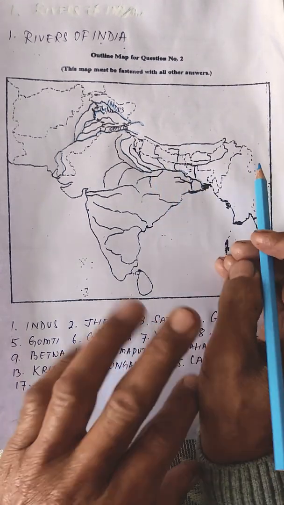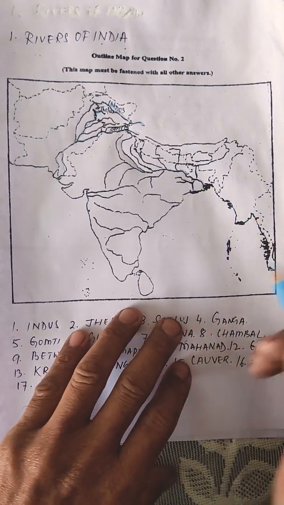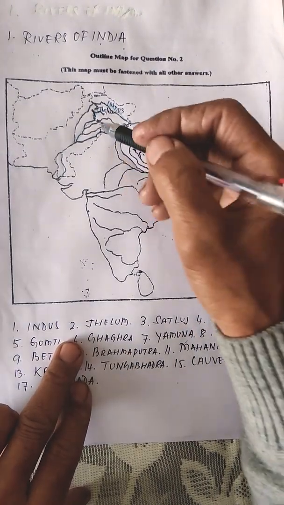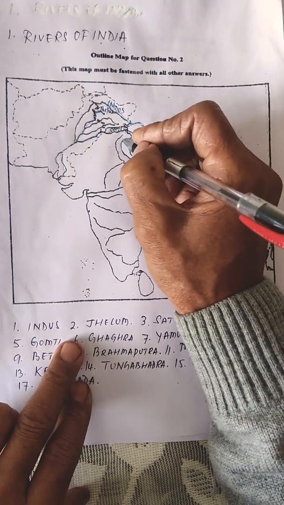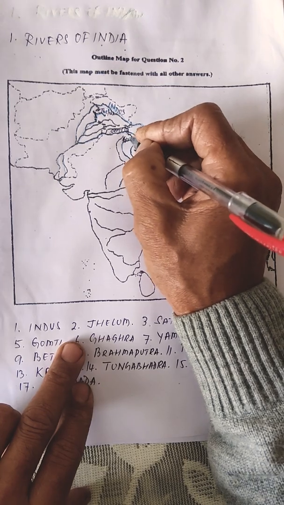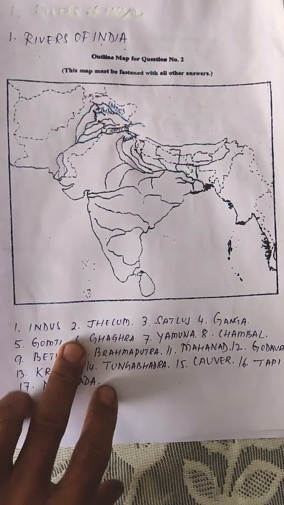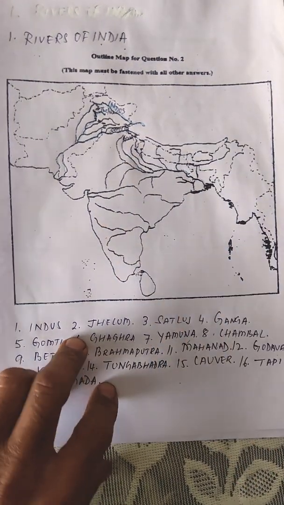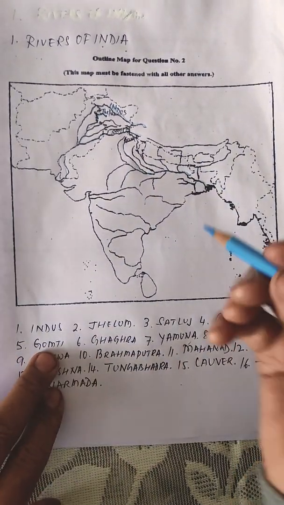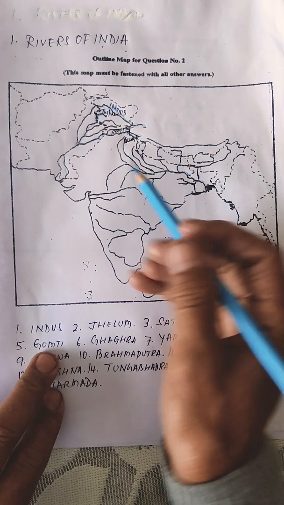You don't have to label this portion in Bangladesh, but only up to here, Ganga. So this is the main river. Okay, then number 4. This is Ganga. So I'm writing the number. Here this is the Ganga. I write G, or you can write the full name, Ganga, in India.